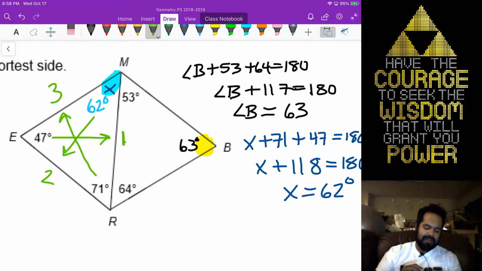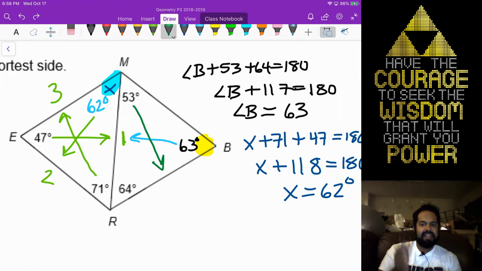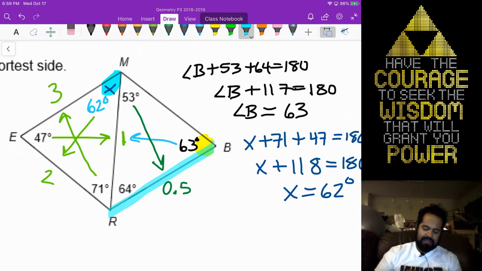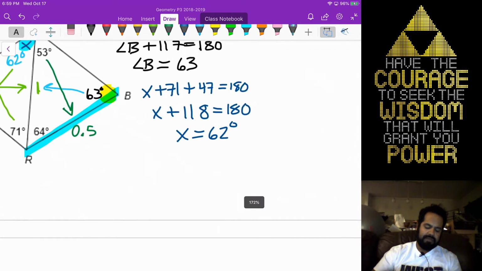Now if I look in my other triangle, the 63 is pointing to angle 1, but 63 is not the smallest angle. 53 is the smallest angle. So since 63 degrees is pointing to the side that has a length of 1, 53 has to be smaller than that. So we could pretend that's something like 0.5. So then in this case, which side is going to be the shortest side? It's going to be this side here. So we're going to have RB.